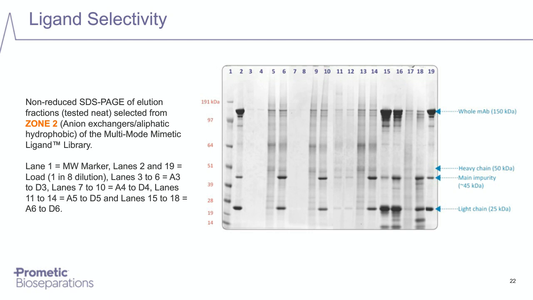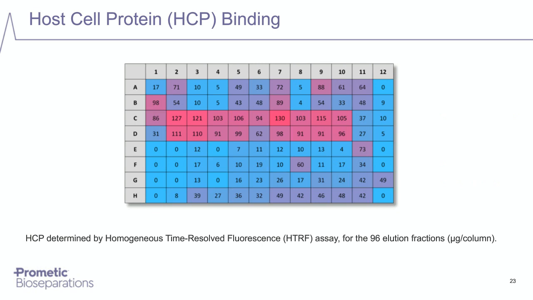We can also screen these libraries for host cell protein. So now, in this case, we've taken those elution fractions and we screen them using a HCP assay. It's a HTRF assay that we've used to estimate the concentration of host protein in there. And you can see rows C and D in particular, those ligands are lighting up quite strongly for the binding of host cell protein.